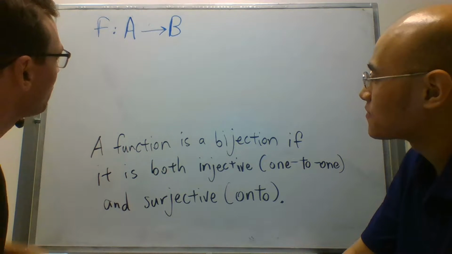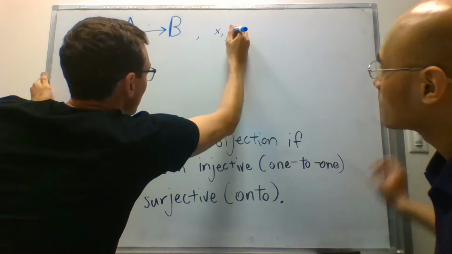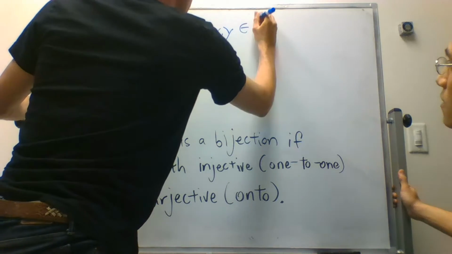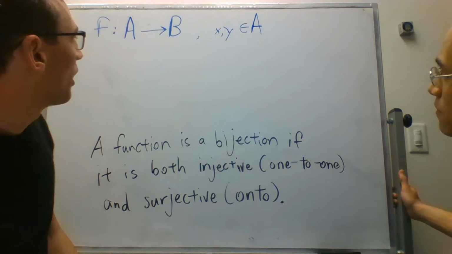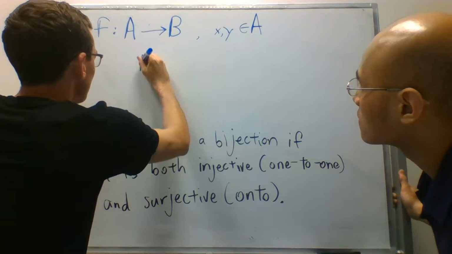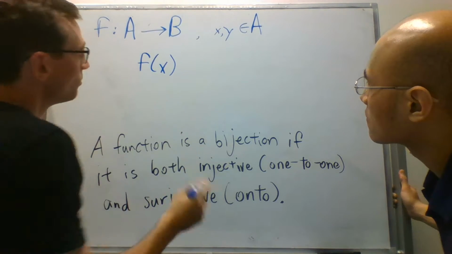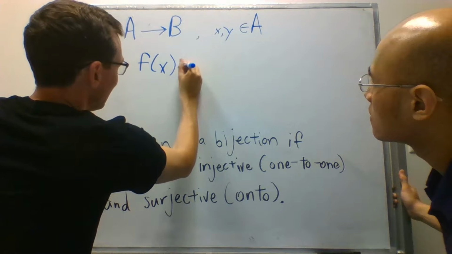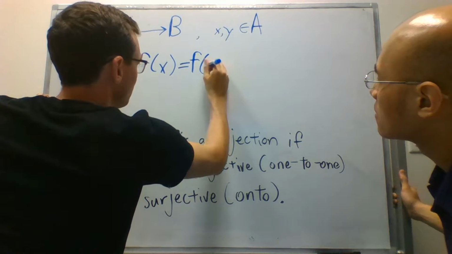So let's say we have f from A to B. And let's say x and y are elements of A. So x and y, they're in A. Let's take those and put them into the function. So let's say we have f of x, the function applied to x, and let's say we know that f of x equals f of y.